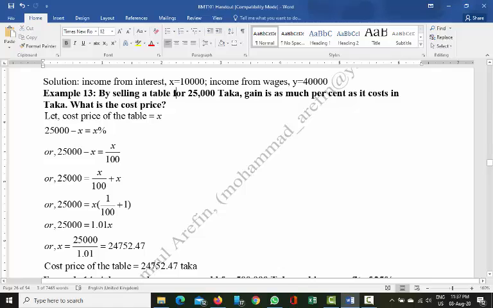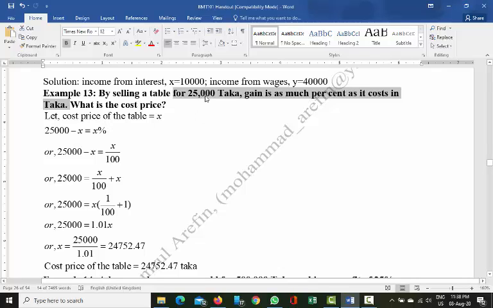So by selling a table for 25,000 taka, gain means profit or return. Gain is as much percentage as it cost in taka. So cost of the table is x taka, so gain is also x percent. So by selling at 25,000 taka, gain is also x percent.